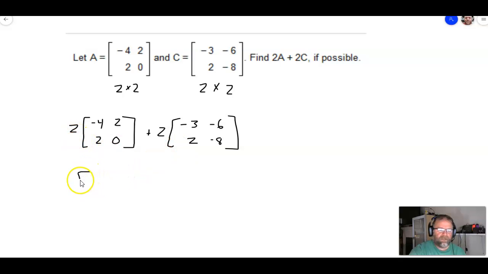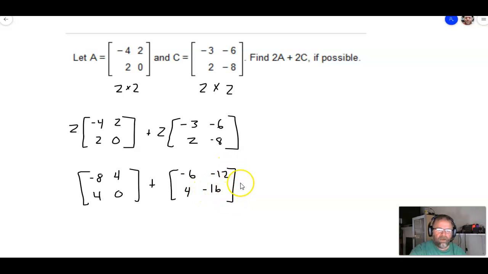For this first one here, you're just going to multiply each element by 2 and then put it in this new matrix. So 2 times -4 is -8. Make sure you put it in the same spot. 2 times 2 is 4, 2 times 2 is 4, and 2 times 0 is 0. And then the second matrix, we'll do the same thing. So 2 times -3 is -6. 2 times -6 is -12. 2 times 2 is 4. And 2 times -8 is -16.